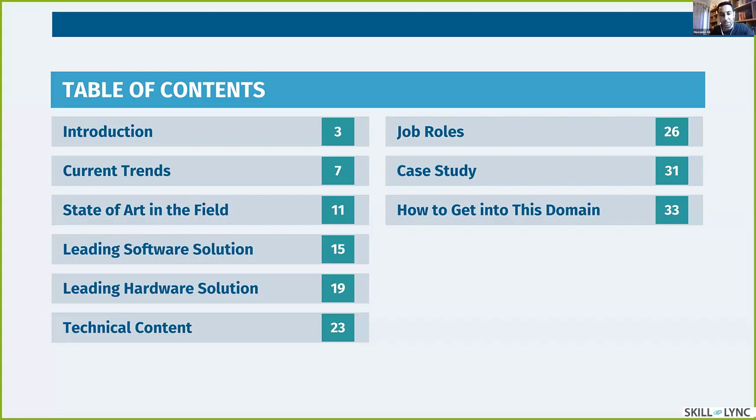Then I would give you a brief introduction on the case study that we are going to speak about in the future during the course. And then I will tell you how to get into this domain.